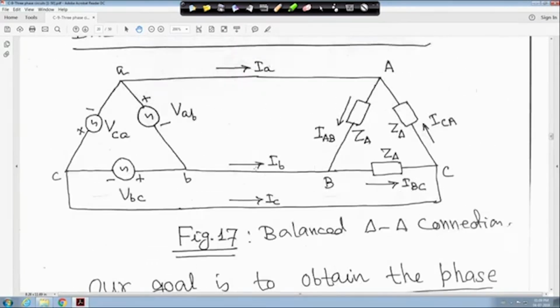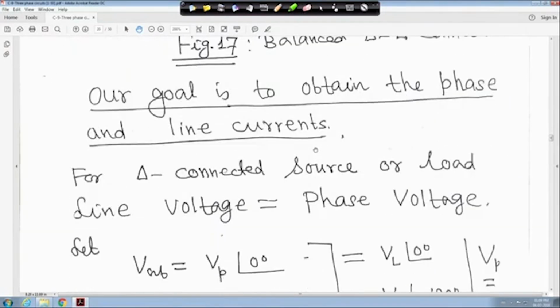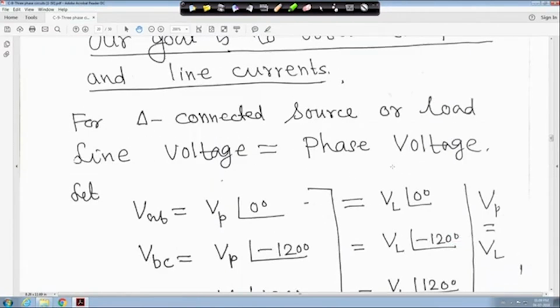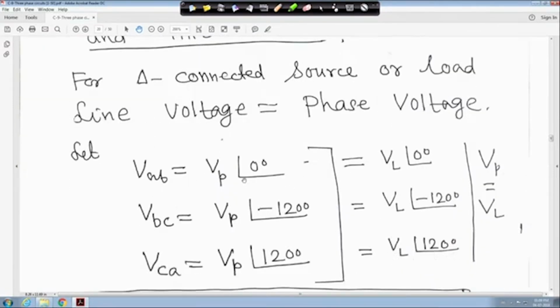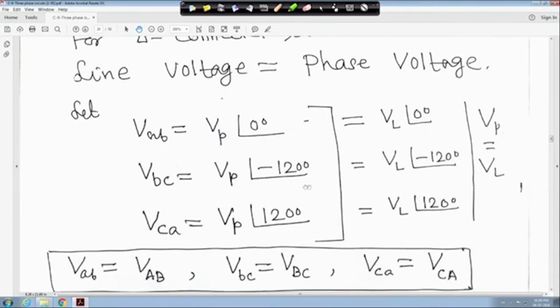There is no question of neutral here, no AN, BN, CN, it is all line to line. So, line voltage is equal to phase voltage, right. VAB we know is VP angle 0, VBC is VP angle minus 120 degree, and VCA is VP angle 120 degree. Line voltage and phase voltage both are the same. So VP is equal to VL. Therefore, VL angle 0 degree, VL angle minus 120 degree, and VL angle 120 degree, because both are the same.